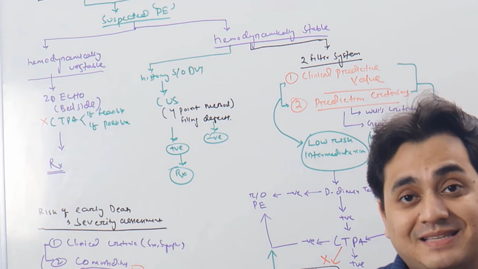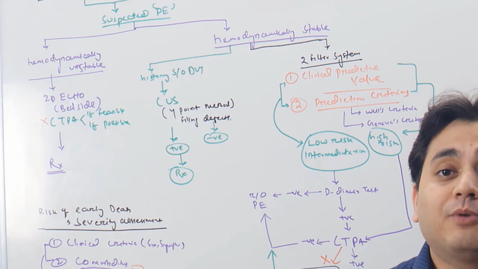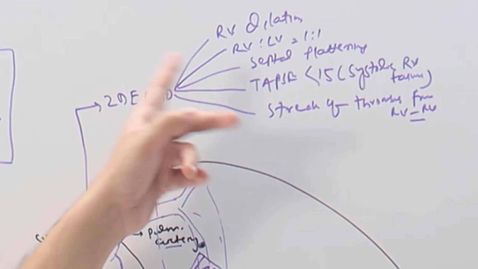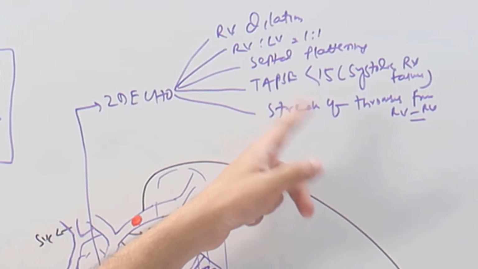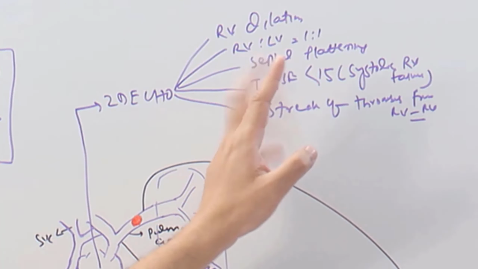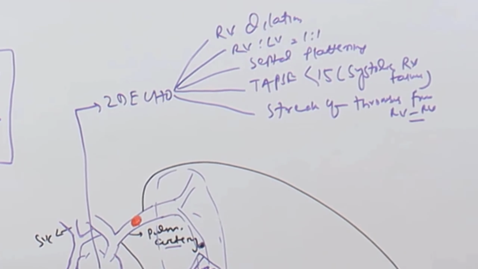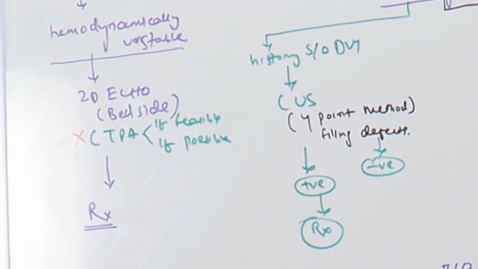So then, whether the patient is hemodynamically stable or unstable. If the patient is hemodynamically unstable, at that time you go ahead and do a transthoracic echocardiography. And what are the findings we have discussed? You can have RV dilatation, RV to LV ratio 1:1, septal flattening, TAPSE, which is a marker of systolic RV function, maybe less than 15 millimeters, and you can see a streak of thrombus going from right atrium to right ventricle, right? If these findings are present, that is suggestive of PE. So you go ahead and treat the patient for PE.